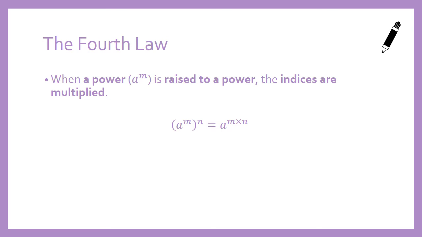The fourth index law is called the power law. When a power is raised to another power, the indices are multiplied. It can be a bit tricky with this picture here, but we have a to the m, and we're raising this entire power, not just the a, not just the m, we're raising the entire thing to the power of n. What that means is we've got a to the m times a to the m times a to the m, all the way until we have n lots of a to the m. And the way we can simplify that is just multiply m by n. So that's how we use the power law.